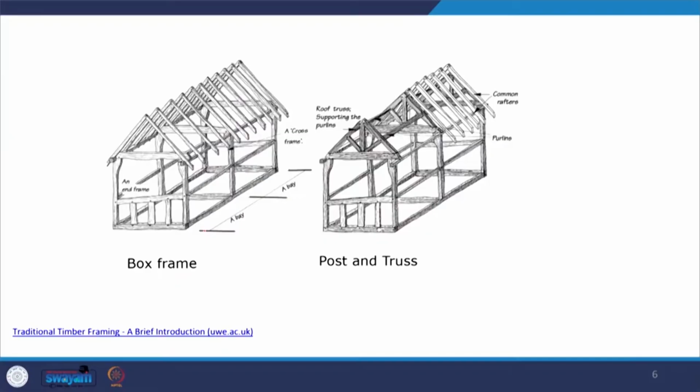When we talk about the types of built forms used in timber frame construction, there are actually four types. One is the box frame. In the box frame, what you can see is that it is divided into different bays, and you can see these cross frames, these segments which divide the whole building into different bays, and over that you get the roof elements.